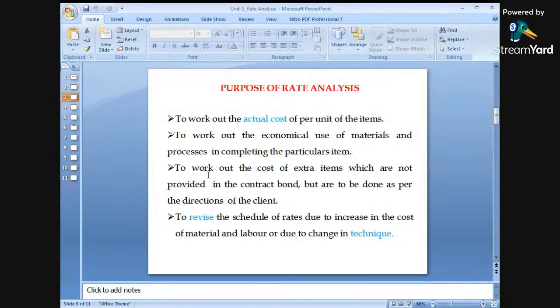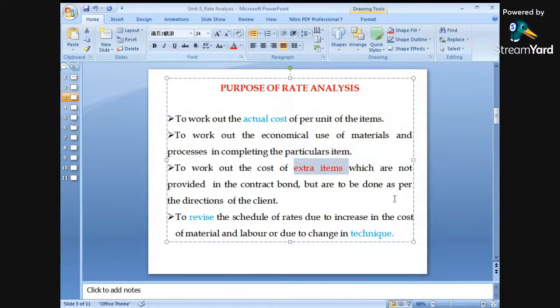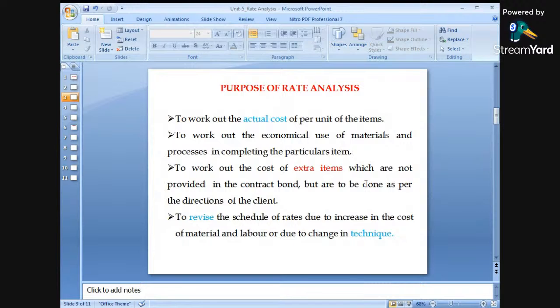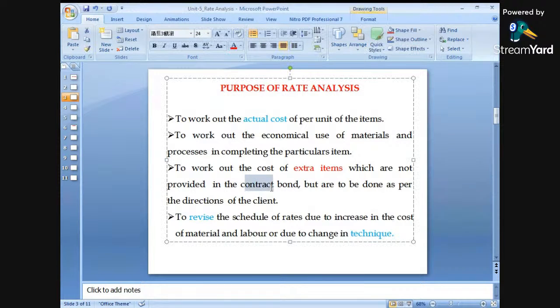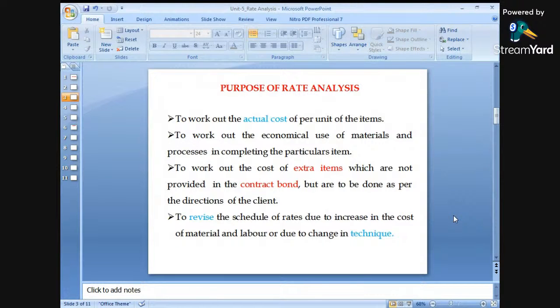The things which have not been mentioned in the contract bond, we have to consider as extra items. Again, these extra items will be considered in the rate analysis to work out the cost of extra items which are not provided in the contract bond but are to be done as per the directions of the client, as per the will or opinion of the client. It is to be carried out, but it has not been mentioned in the contract documents. Even though, we have to work out all the things required, related or connected with the particular type of work.